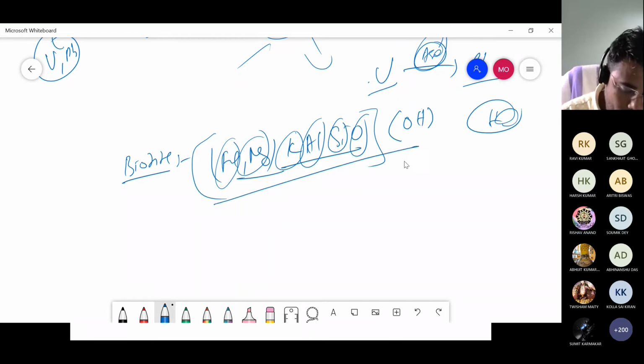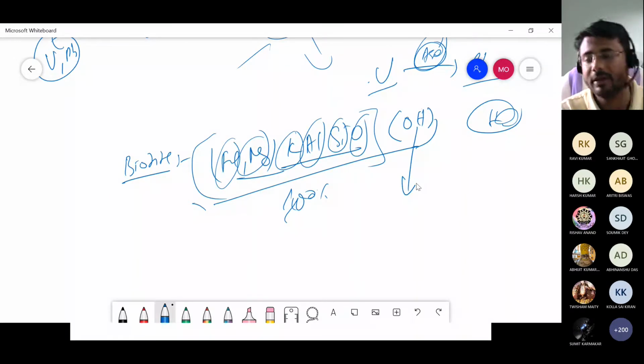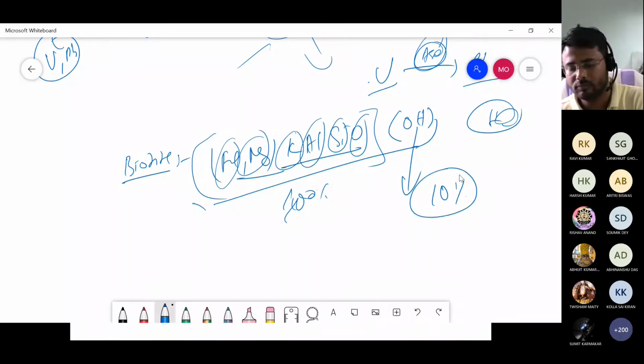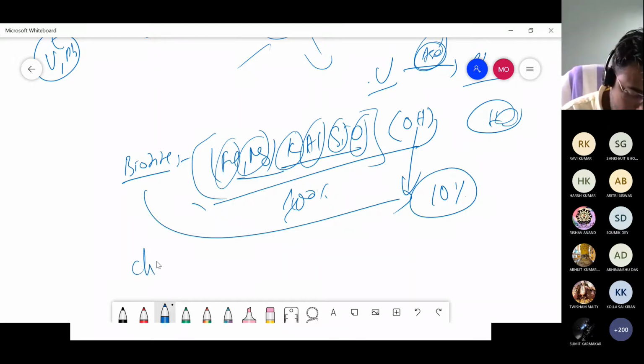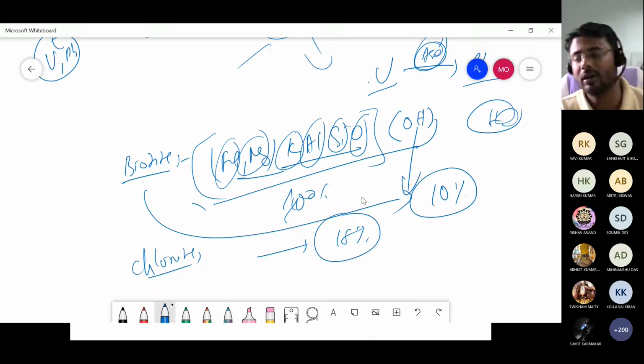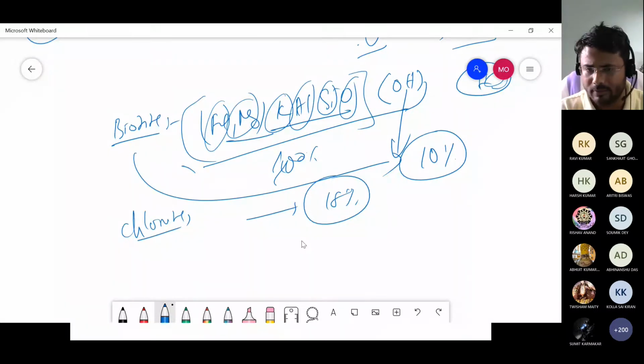If you consider this whole portion together as 100%, then it will directly have 10% of H2O. That means this mineral has near and about 10% of H2O trapped within it. There is a mineral known as chlorite, जिसमें 18% तक water रहता है. Clay minerals, they absorb up to 22% of water.